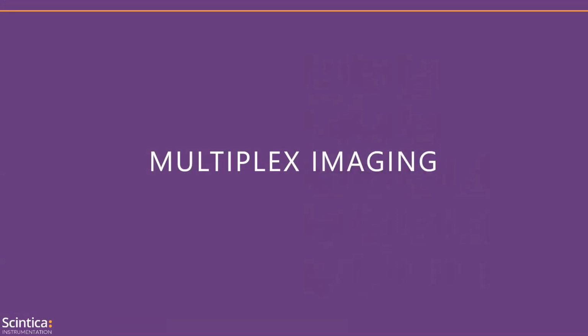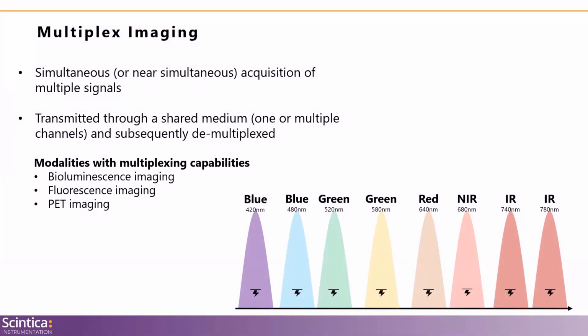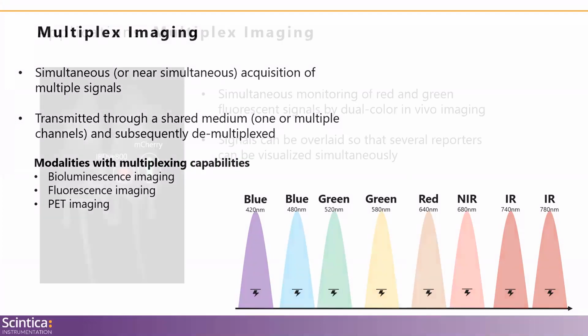Okay, so just quickly, I want to go over multiplex imaging because I have mentioned that a few times now. Multiplex imaging is the simultaneous acquisition of multiple signals, and these signals are transmitted through a shared medium and then subsequently demultiplexed. And so the modalities that I've mentioned so far that have these capabilities include bioluminescence, fluorescence imaging, and then less commonly also PET imaging.